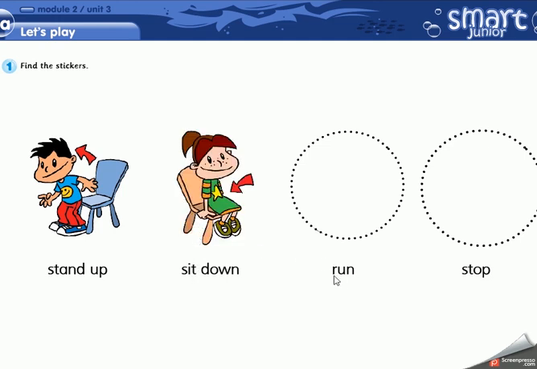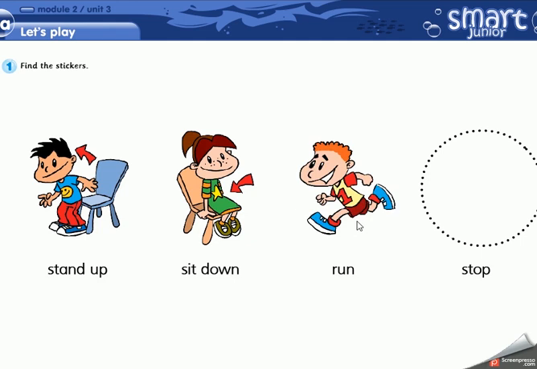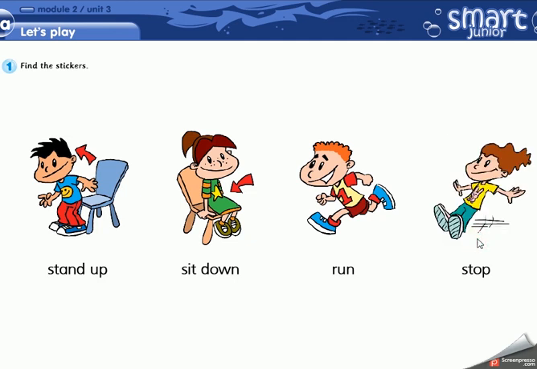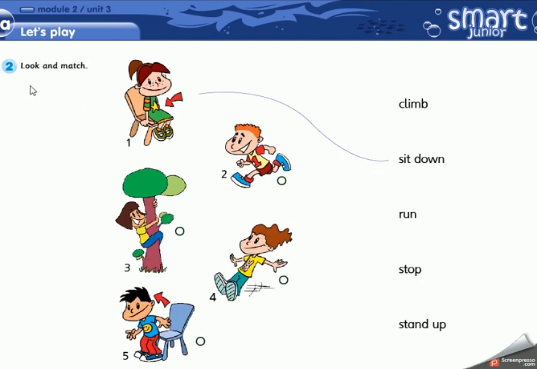Number three is, very good, run, run. Number four is, come on, let's read it. It's stop, stop, and stop. Good. Now, if you finish, let's see exercise number two.